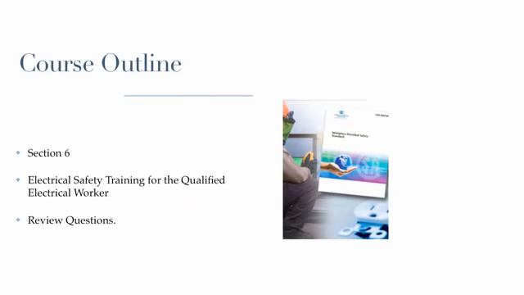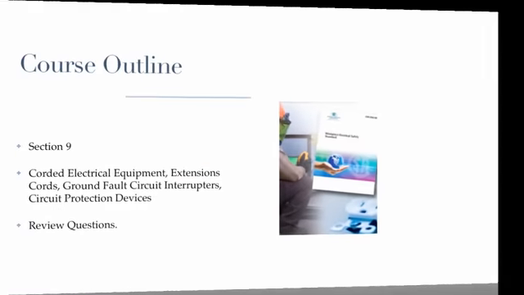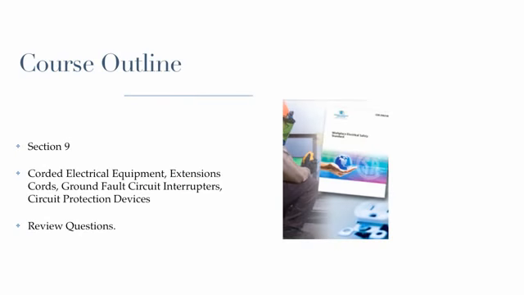Section 6, electrical safety training for the qualified electrical worker. Section 7, personal protective equipment. Section 8, safe work procedures. And in Section 9, we will look at corded electrical equipment, extension cords, ground fault circuit interrupters, and circuit protection devices.